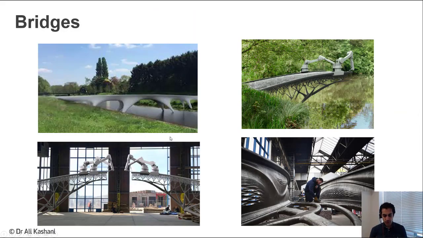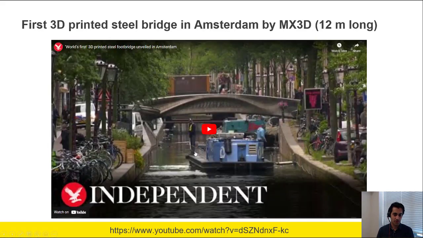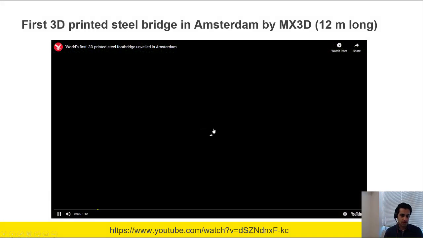And 3D printing does not only give you houses, you can also build bridges. And it doesn't need to be concrete. You can also use metal. In this project you can see, a great example of that is the first 3D printed steel bridge in Amsterdam by MX3D, which is fabulous.